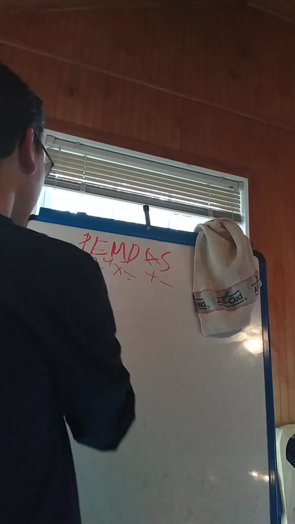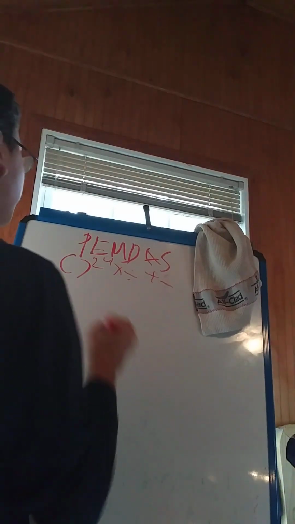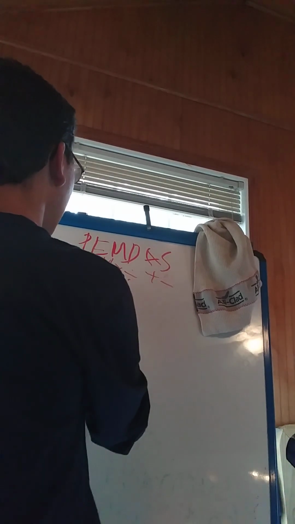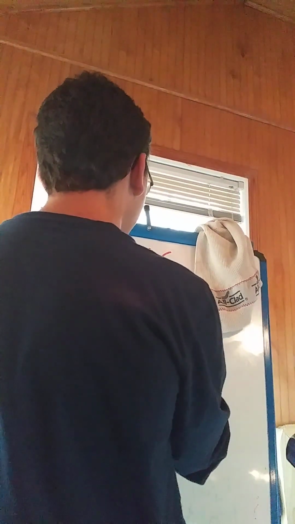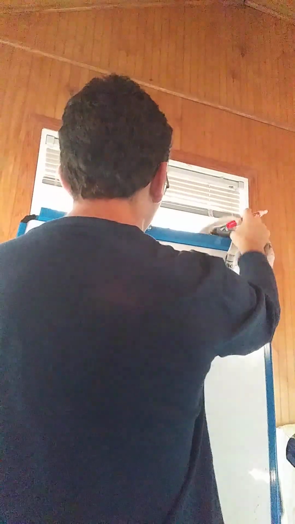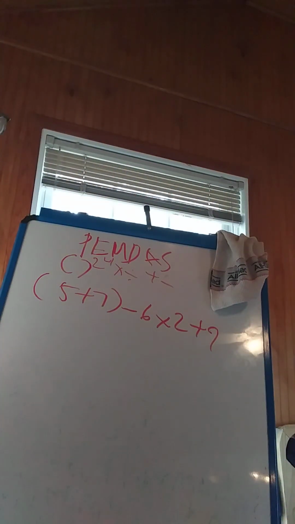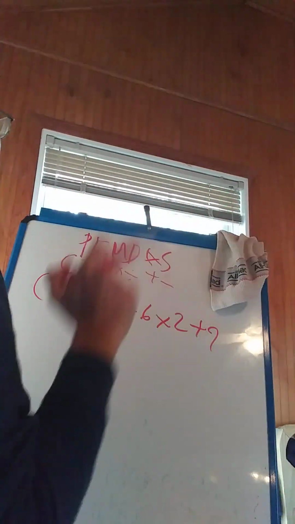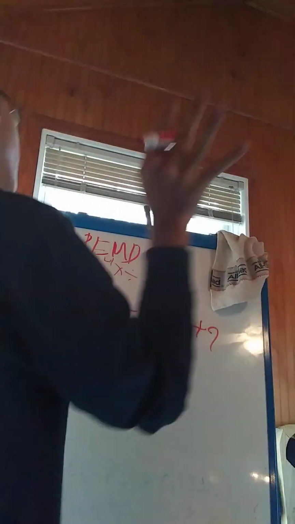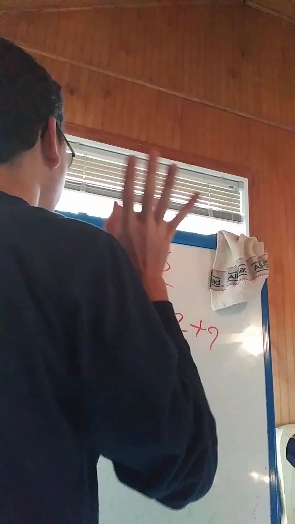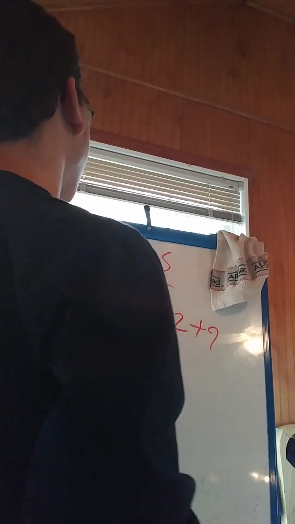So let's start with 1. So 5 plus 7 minus 6 times 2 plus 9. And I could do smaller ones, but I want you to basically understand just the steps. So there's a million things that I could do, but I'm doing this one. That's the point.